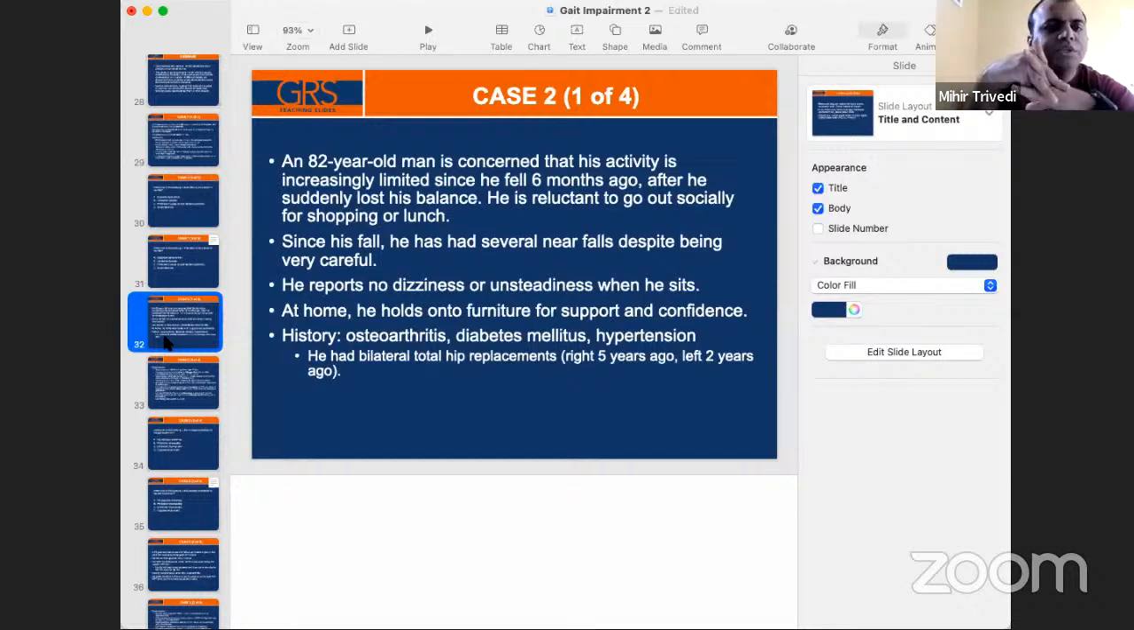An 82-year-old man is concerned that his activity is increasingly limited since he fell 6 months ago. After he suddenly lost his balance, he is reluctant to go out socially for shopping or lunch. Since his fall, he has had several near falls despite being very careful. He reports no dizziness or unsteadiness when he sits. At home, he holds onto furniture for support and confidence. History includes osteoarthritis, diabetes mellitus, hypertension. He had bilateral total hip replacement. The right one was done 5 years ago and the left one was done 2 years ago.